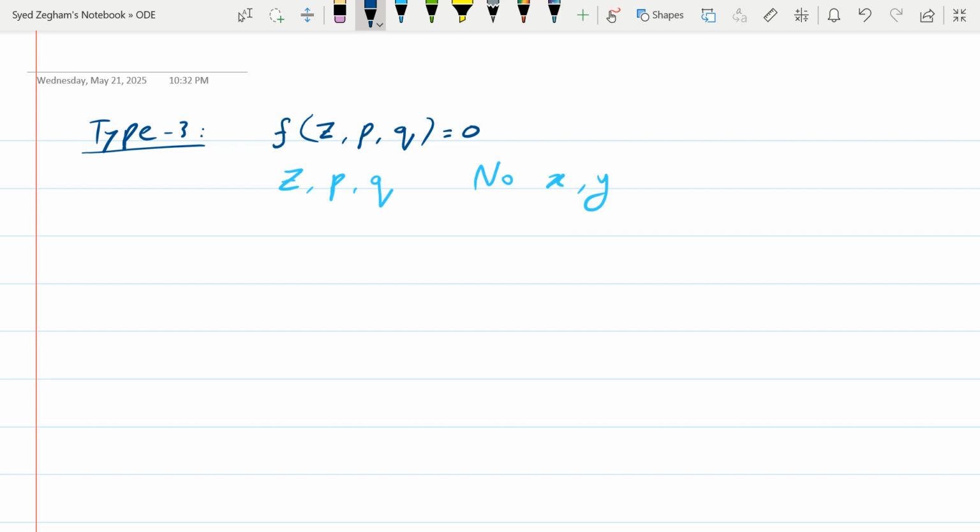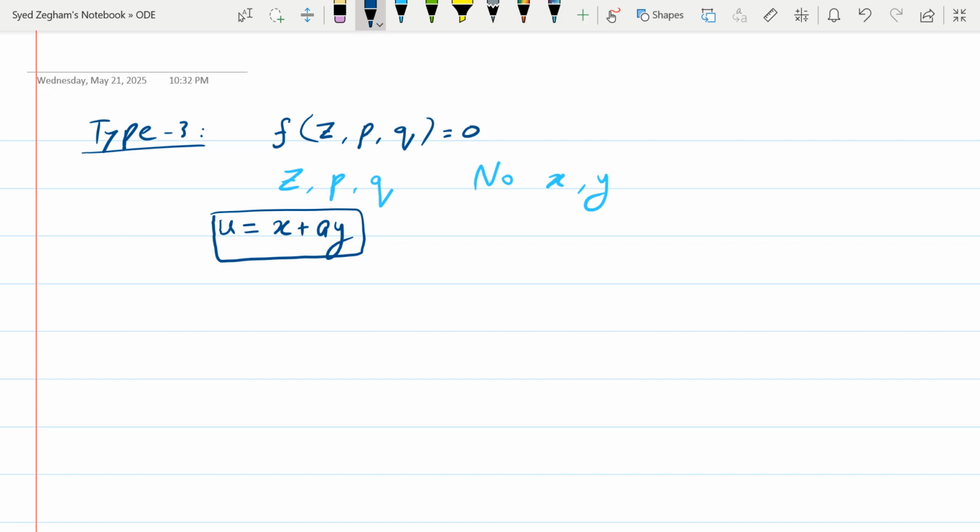In this, we start with a trial solution where we assume that our z is a function of, let us call it u. So our z is a function of u, where u has the form x plus a y, where a is some arbitrary constant. So we will be dealing with this u.